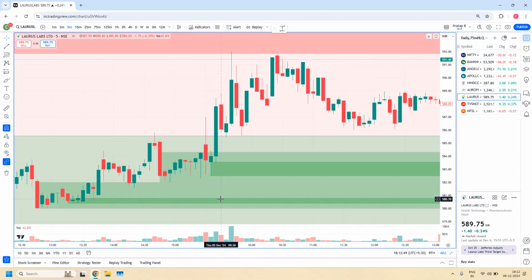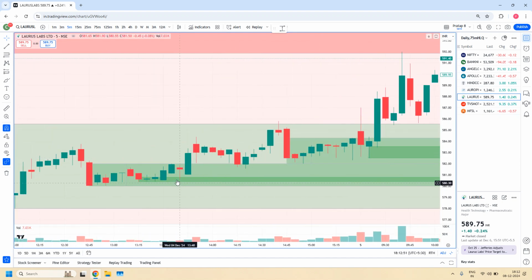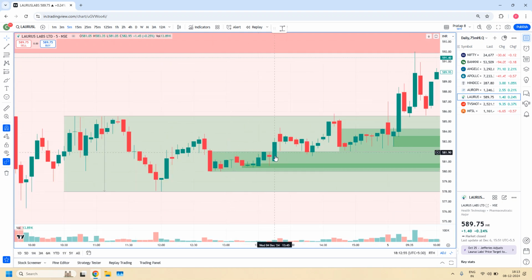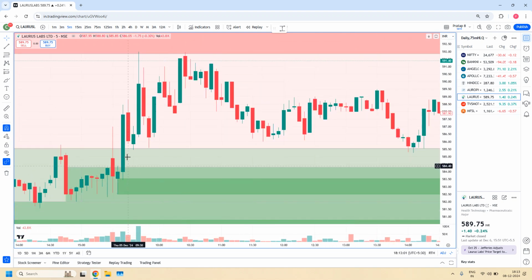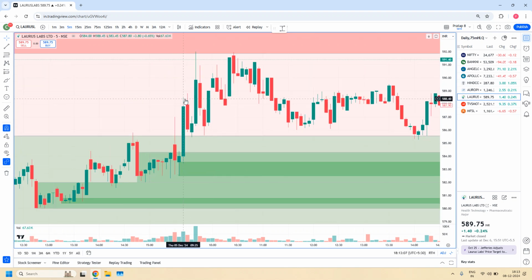See here, you have a drop, base, rally, but it is already tested. It is not a fresh zone. But this one is a fresh zone. This is a failed ERC candle as a leg-in, you have a base, you have a rally.